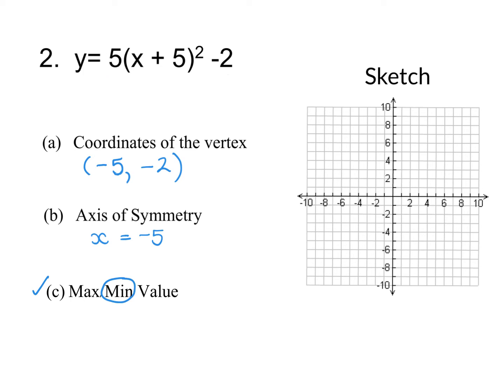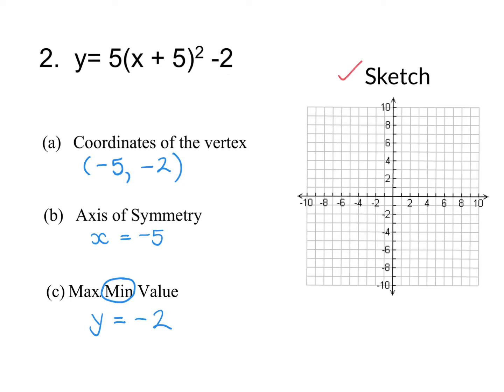So here we're going to have a min value. And to find the actual value, just look at the y value of your vertex. So y is equal to, in this case, it happens to be negative 2. So we're going to write that here. Our min value is negative 2. Or just look at the formula as well, and this negative 2 is also your min value. Now that we found all those values, let's sketch the graph.